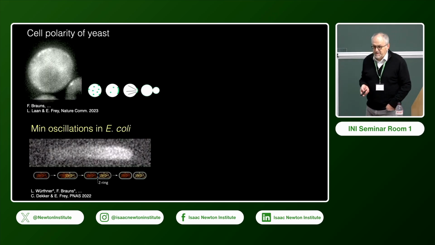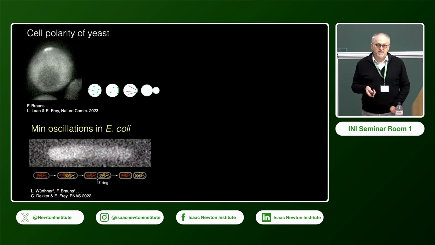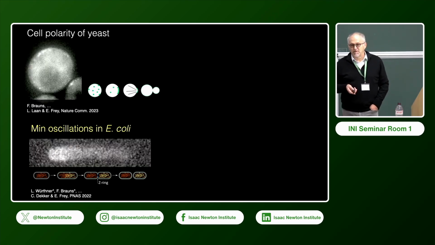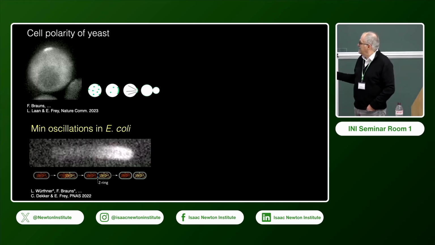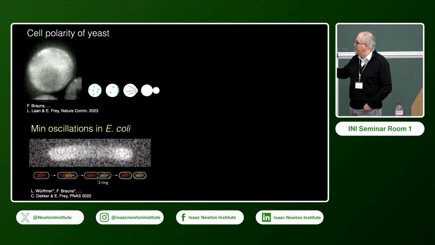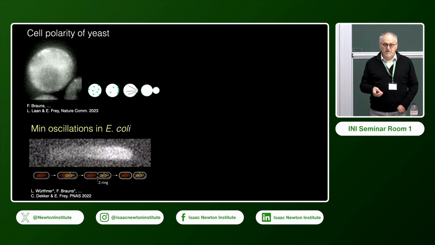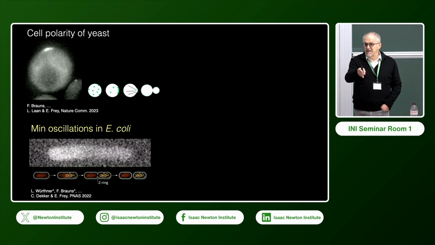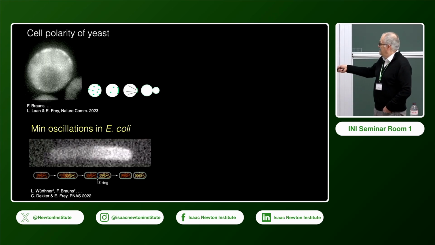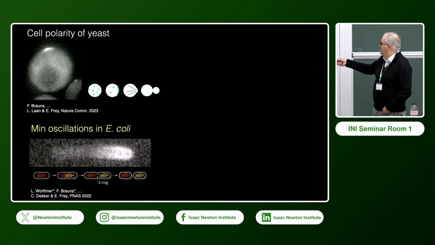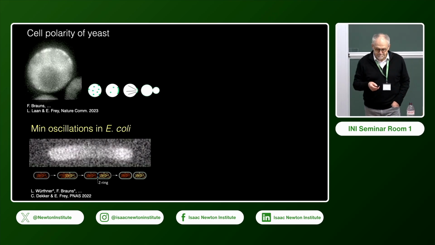Another famous example of protein patterns is the oscillations of Min proteins in E. coli cells. As you can see, they go back and forth between the two cell poles, size about 2 microns here, and that's responsible for defining the midplane in E. coli cells such that the FtsZ ring can form, creating cell division.